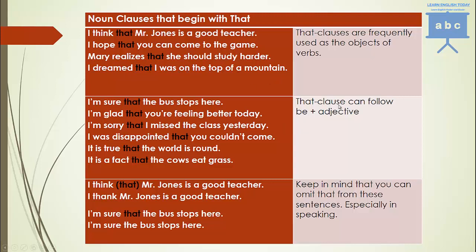A that clause can follow be plus adjective. For example, "I'm sure." Am is the to be verb, sure is the adjective. "I'm sure that the bus stops here." Or "I'm glad that you're feeling better today." And the last one, keep in mind that you can omit that from these sentences, especially in speaking. Mostly in speaking we remove that, but in writing we put that.